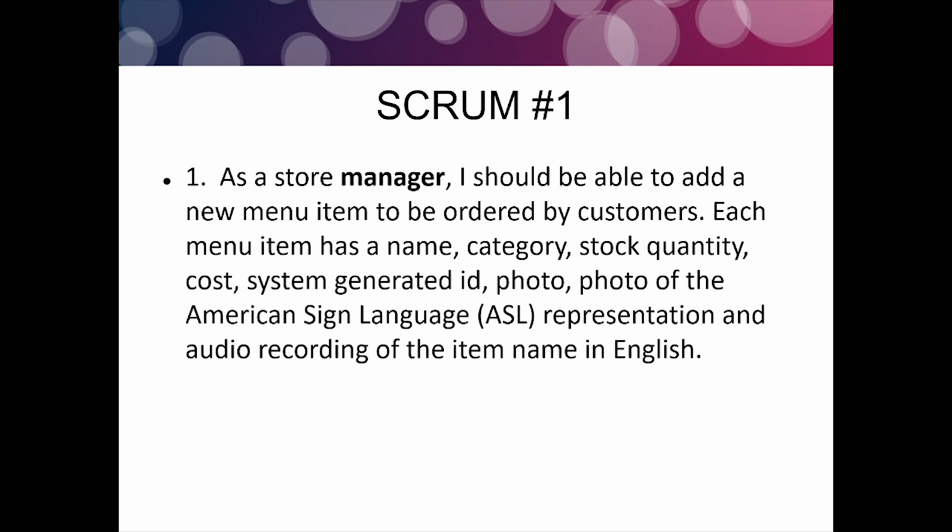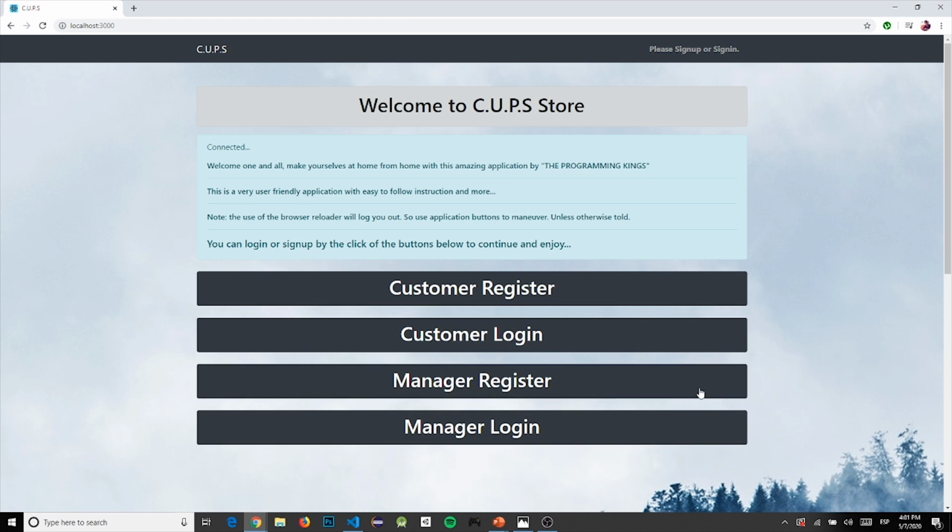Each menu item has a name, category, stock quantity, cost, system generated ID, photo of the ASL, also known as American Sign Language representation, and audio recording of the item name in English. So let us try that out right now.